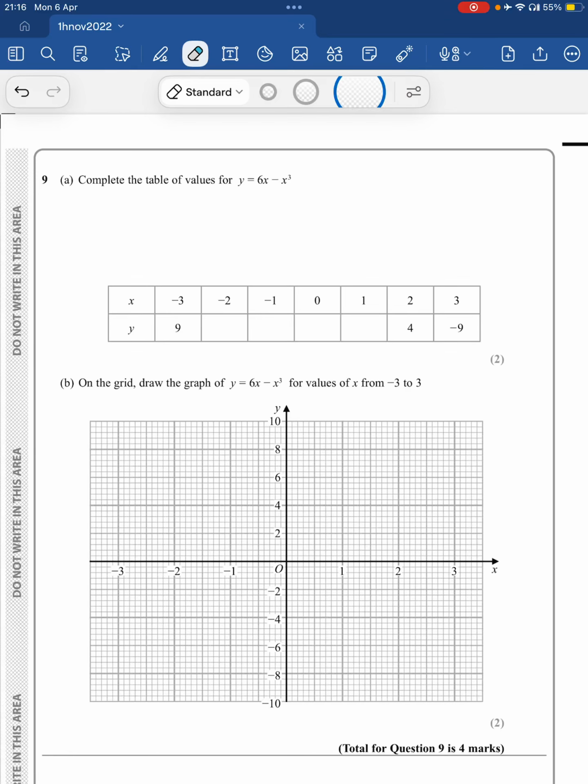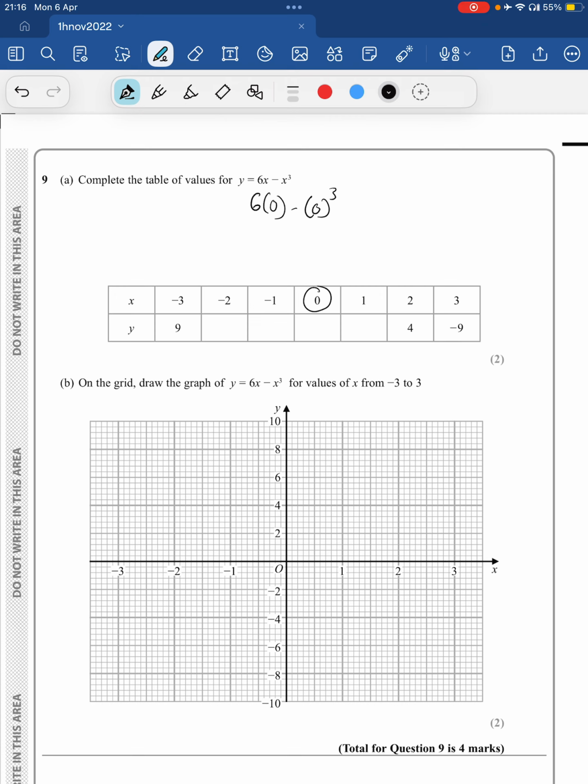For question 9, we're going to be working with the following graph, and we need to start by filling out the table. I personally always recommend when filling out these tables that you begin with that middle column at 0. The reason being, whenever x is 0, it will cancel out any x terms, x squared terms, x cubed terms. So for example, 6 times 0 take away 0 cubed, it's just going to be 0. I can then begin to work through all of the other ones.